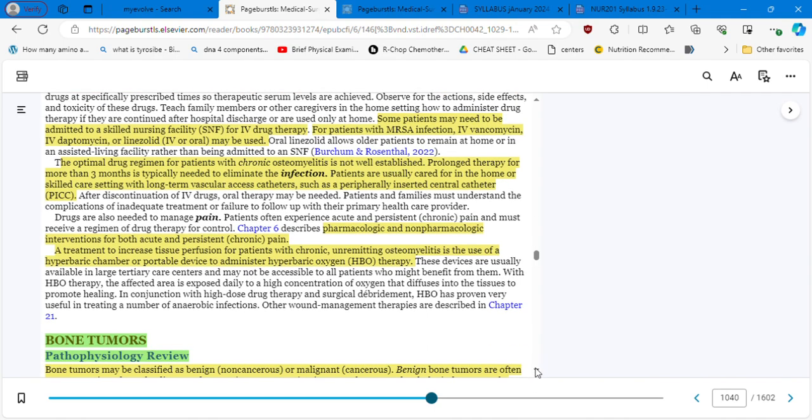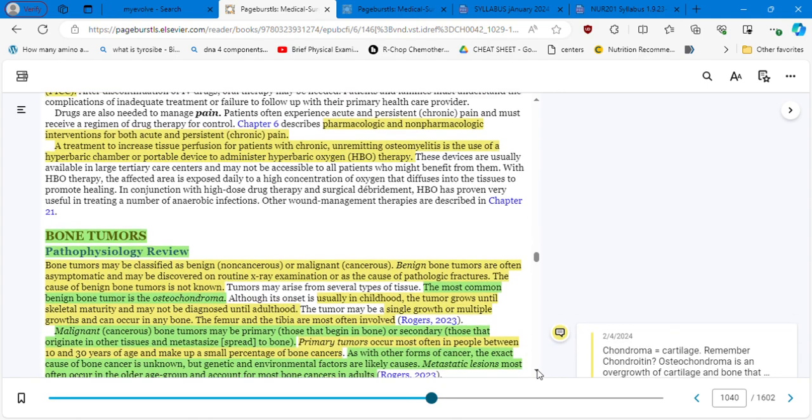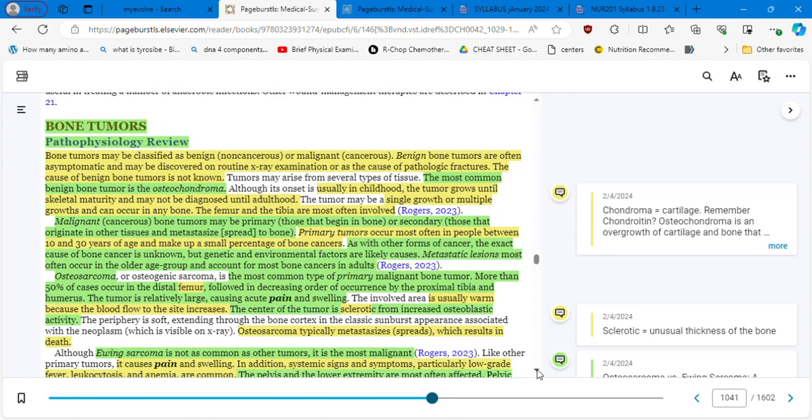There are also pharmacologic and non-pharmacologic interventions for both acute and persistent chronic pain. A treatment to increase tissue perfusion for patients with chronic and refractory osteomyelitis is the use of a hyperbaric chamber, which is very useful and very effective, or a portable device to administer hyperbaric oxygen therapy. It's really good. But sometimes the insurance doesn't cover it, and what the patient has to pay from their pocket is very expensive.